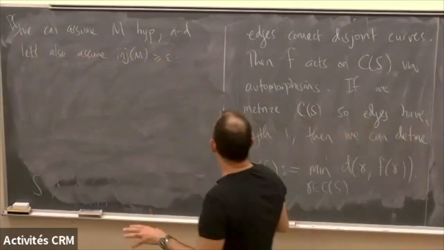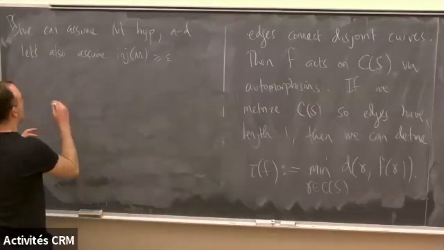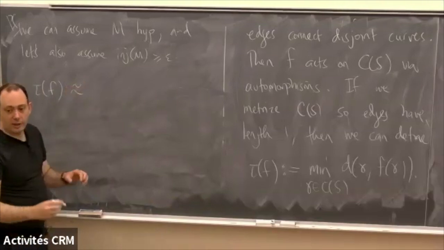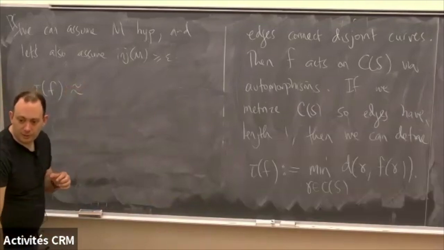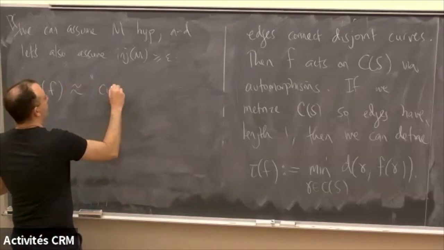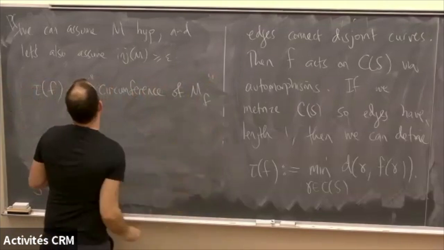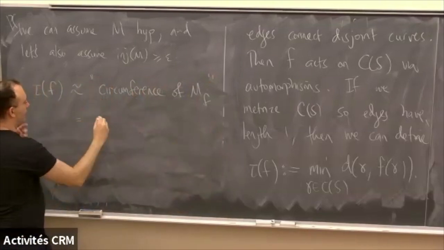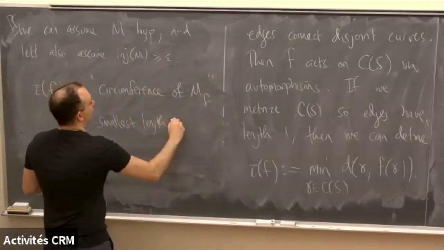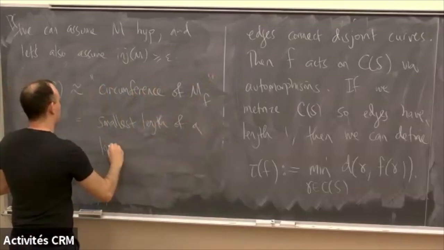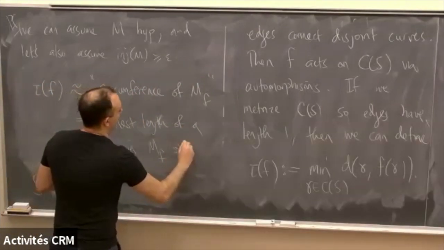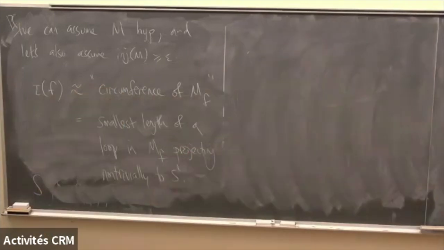Then it turns out that you can totally forget about the curve complex, because this translation length turns out to be approximately the distance around the mapping torus, the hyperbolic distance around the mapping torus. Like the circumference of M_F, which, if you want to state it precisely, is the smallest length of a loop in M_F projecting non-trivially to S^1.